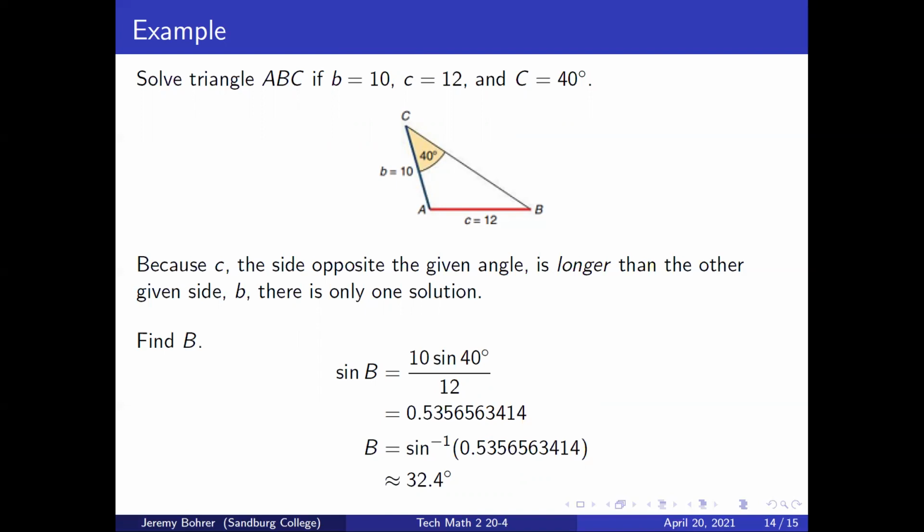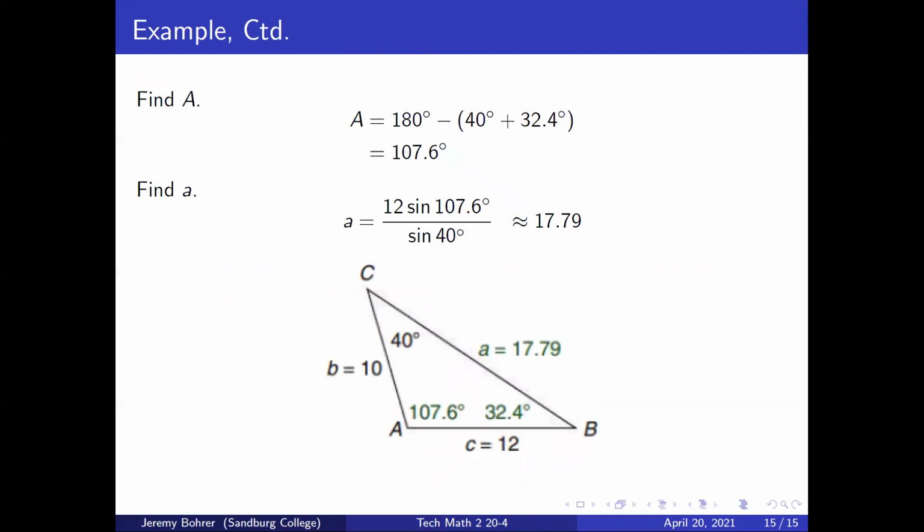That's going to give us sine B equals 0.53565634414. We take the inverse sine of both sides to get B is about 32.4 degrees. Then we find A. A is 180 degrees minus the sum of 40 degrees and 32.4 degrees, which gives us 107.6 degrees. So side a is 12 sine 107.6 over sine 40, which is about 17.79. And here is the solved triangle.